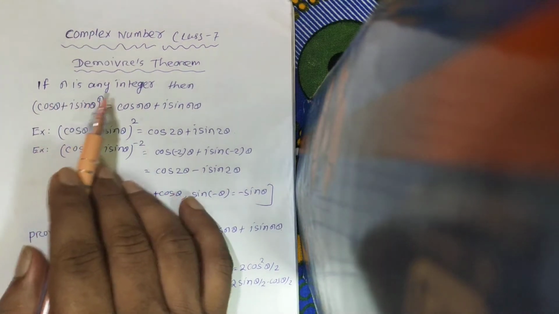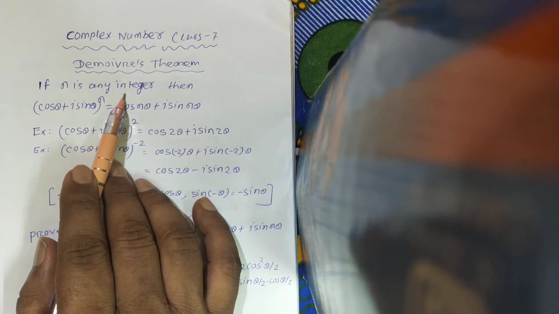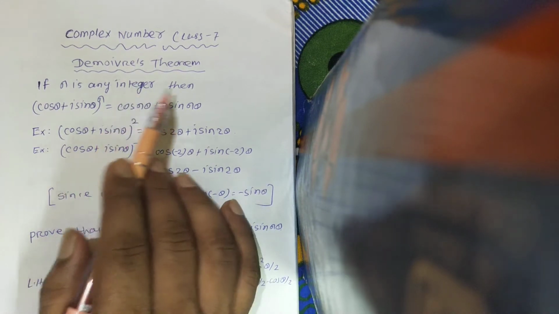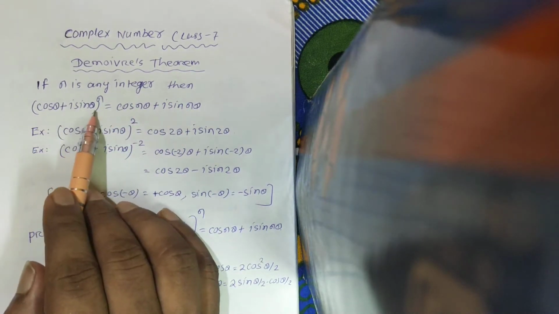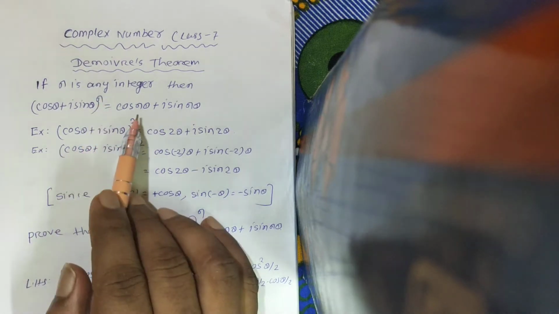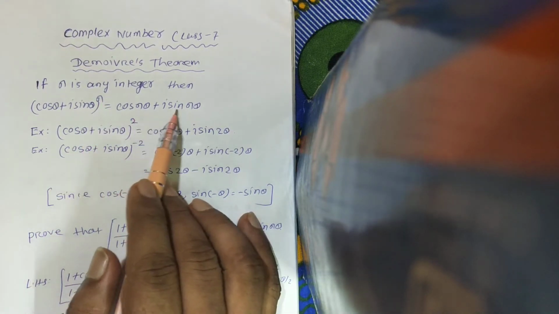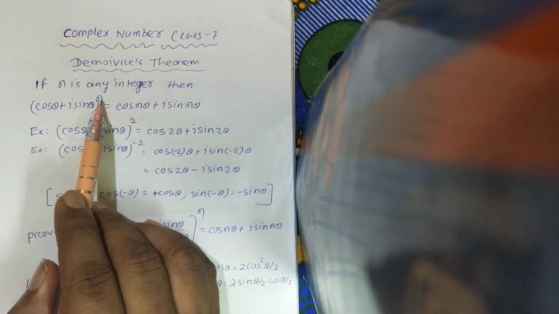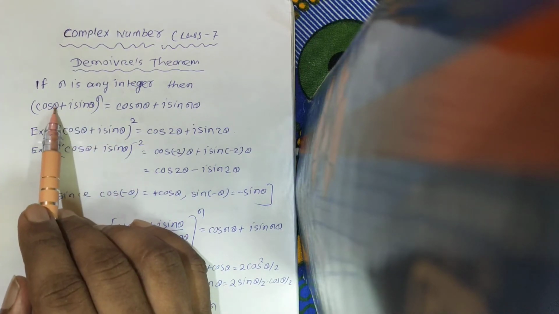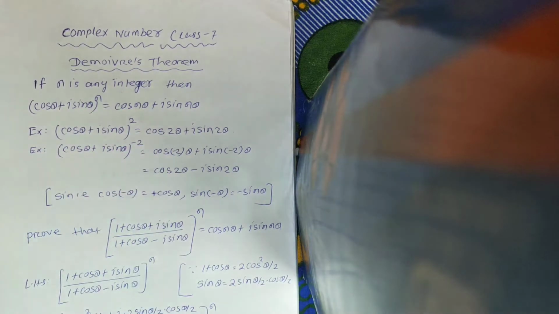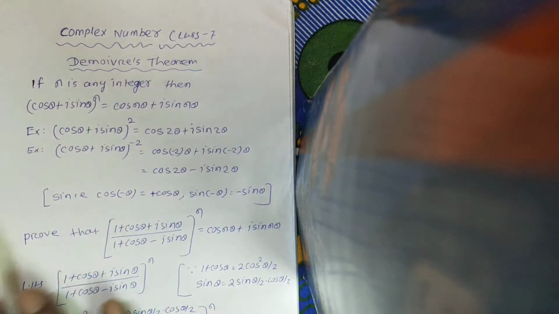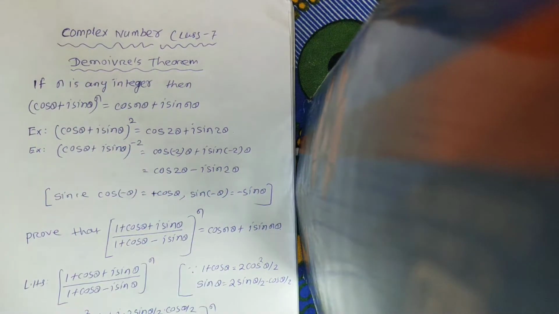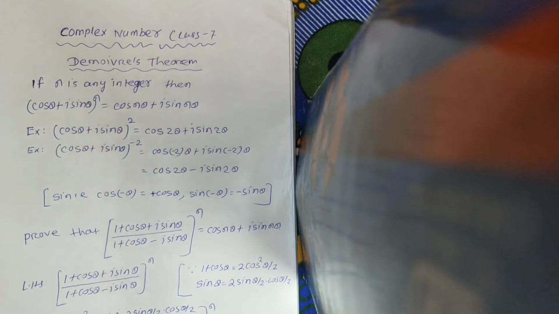If n is any integer, that means positive or negative integer, then (cos theta plus i sin theta) to the power n is equal to cos n theta plus i sin n theta. That means this n will be multiplied with theta according to de Moivre's theorem. It is for integers only, positive or negative. I am not talking about rational numbers, only integers.